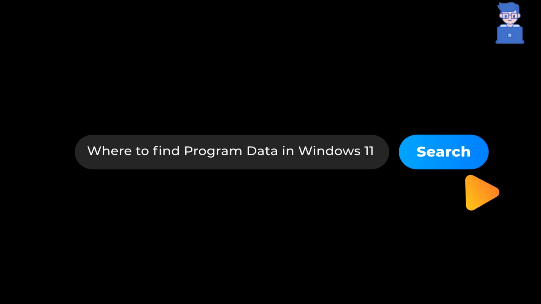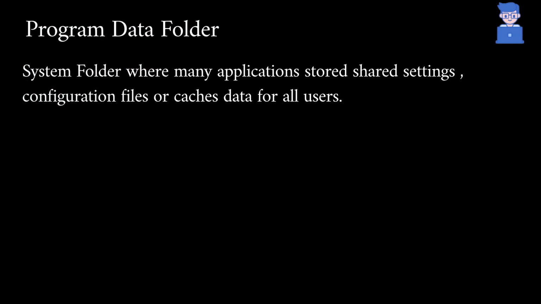In this video I will show you the location to find the ProgramData folder in Windows 11. Actually, this ProgramData folder is a system folder where many applications store shared settings, configuration and cache data for all users.